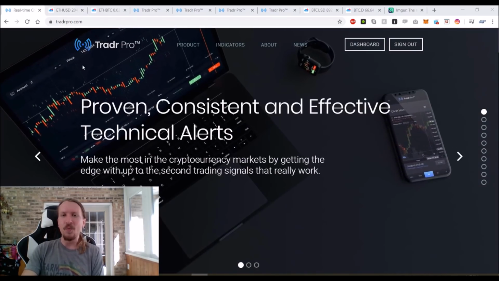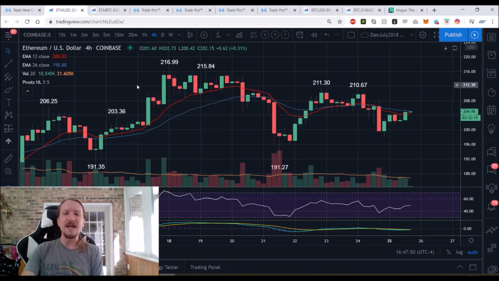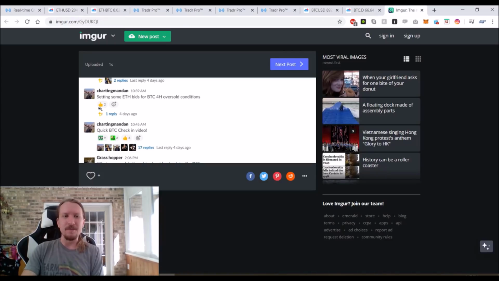And let's talk about what was going on recently that caught our attention. So I was looking at ETH for an entry on an oversold bounce. And here is the proof 4 days ago, scaling into some ETH or setting some ETH bids for BTC 4-hour oversold conditions. Obviously, ETH was oversold at that point in time.